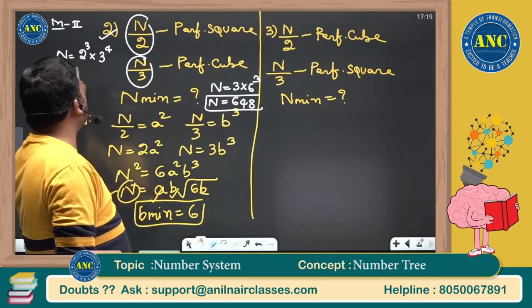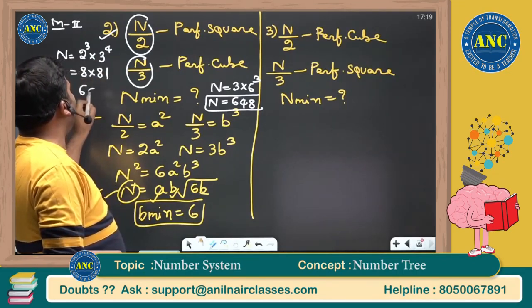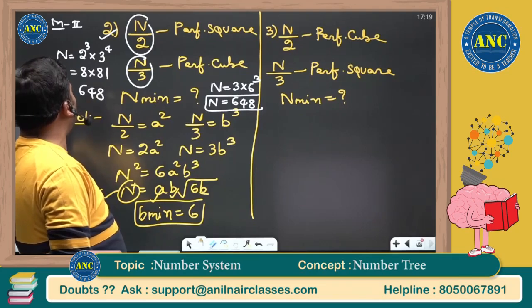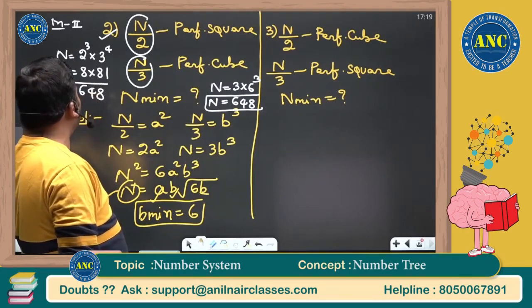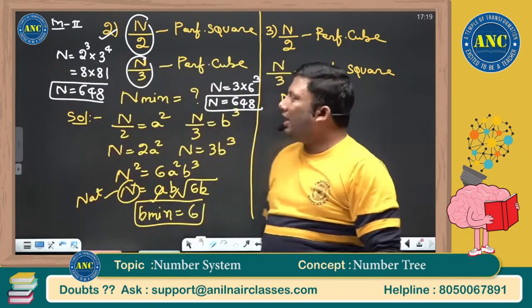Are you all with me? So this is nothing but 8 into 81. 8 into 81 is nothing but 648. Directly you can write the answer in case you are struggling with these mathematical expressions.